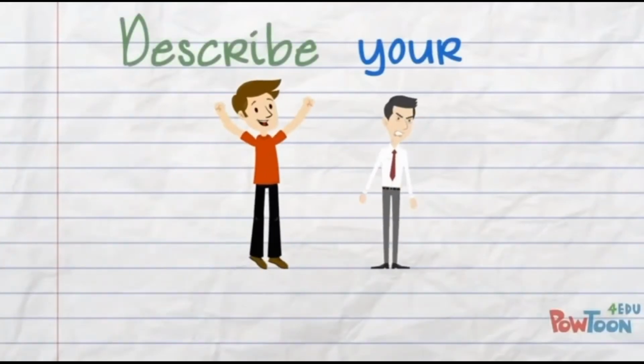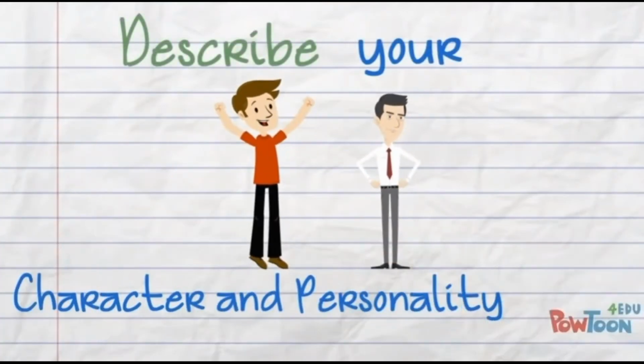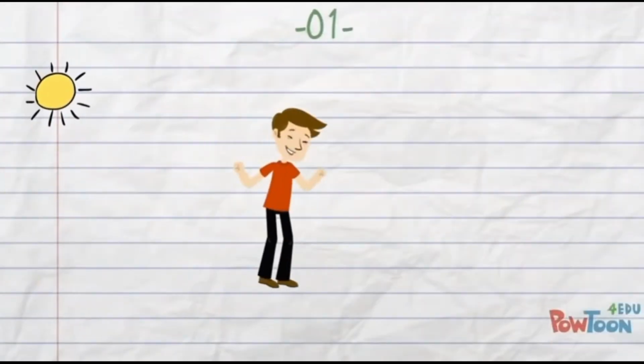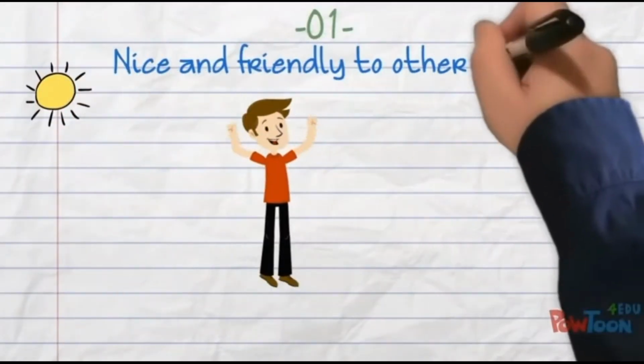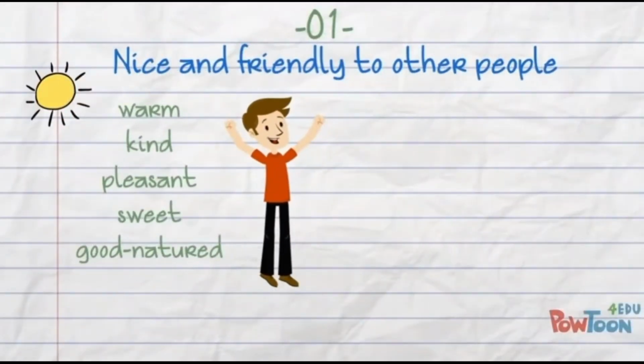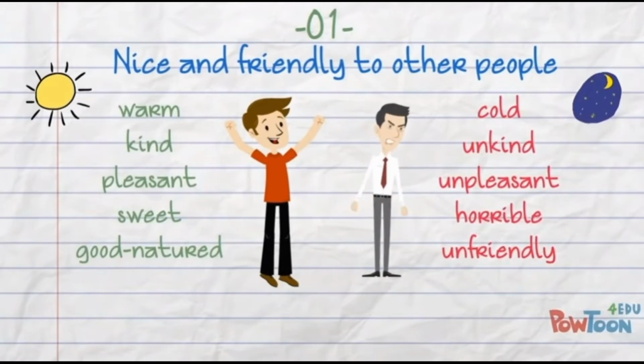So let's learn some personality adjectives that we use in English to describe the character and the behavior of a person. Describe your character and personality. If you're nice and friendly to other people, you're warm, kind, pleasant, sweet, and good-natured. And if you're not, you're cold, unkind, unpleasant, horrible, unfriendly.